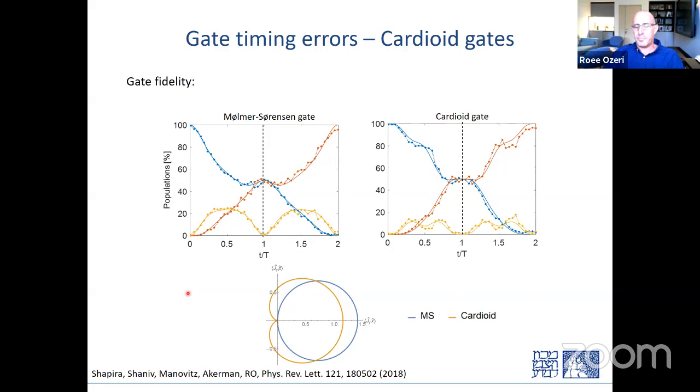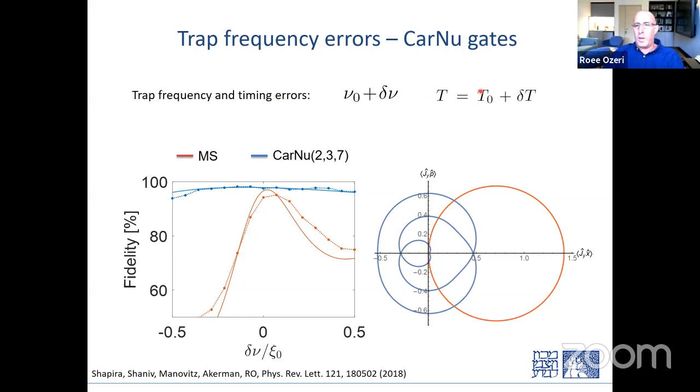Another quick example we can go to is what happens if we have now two errors, an error in the gate time and an error in the gate frequency. Let's say we want gates that are robust to both. Then we need to add another tone and devise a gate which is much more robust to both errors. What you see here is experimental data looking at the gate fidelity as a function of the trap frequency. And you'll notice that we can vary the trap frequency almost by as much as half of our gate detuning, and still the fidelity remains pretty close to 100%.